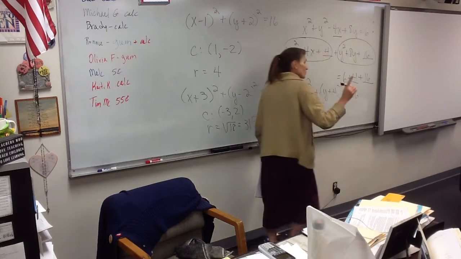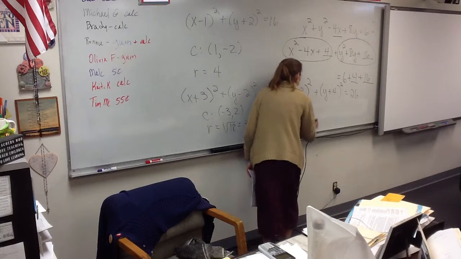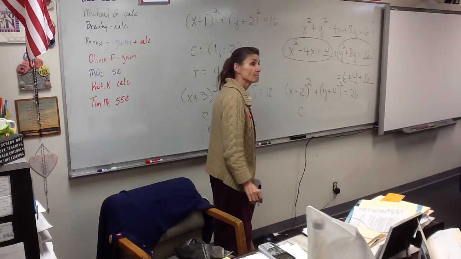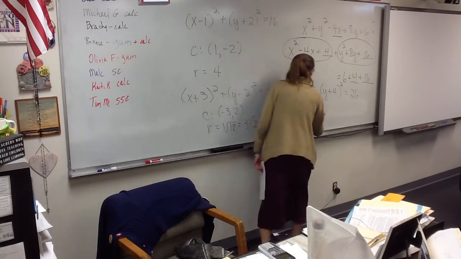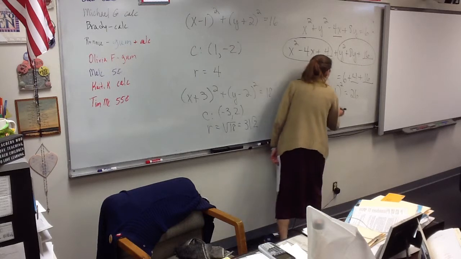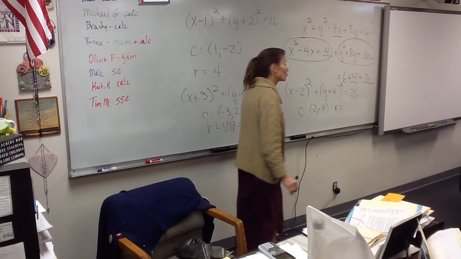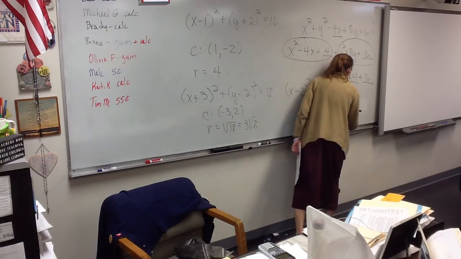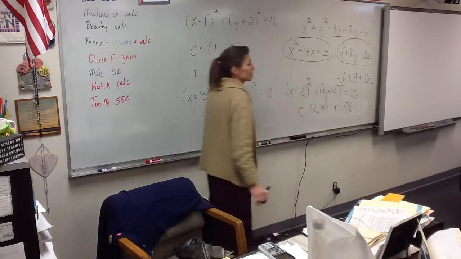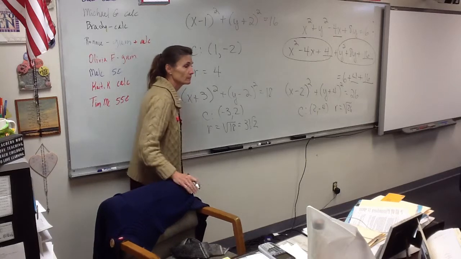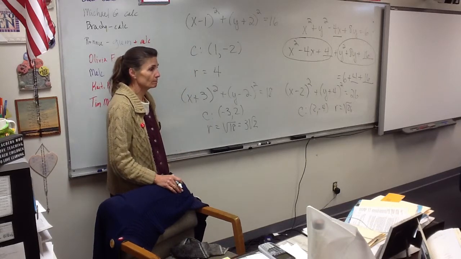So now you can tell me my center, 2 comma negative 4, and my radius, root 26. And we'll just leave it as a radical. We don't need a number, a decimal, just a radical.